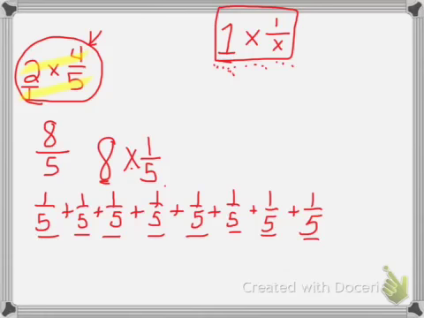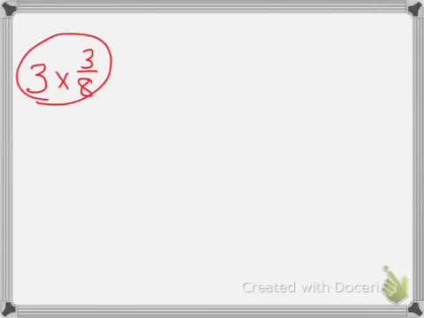Let's try one more really quick here. Whoa, dropped my pen. If I had 3 times 3/8 and I wanted to write it as a product of a whole number and a unit fraction, same thing. I want to make this into an improper fraction first. So I need to make my 3 over 1, because 3 as a whole number is always over 1. It's kind of understood that that's where it is. Then I'm going to multiply 3 times 3, which is 9, and then 8 times 1, which is 8.